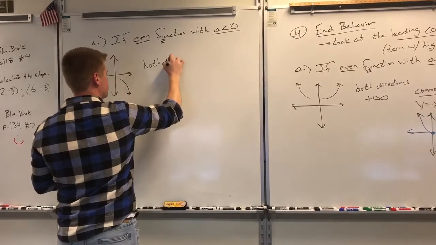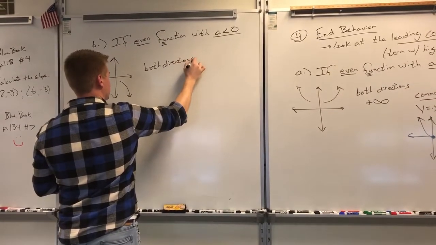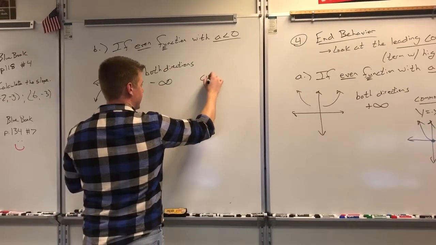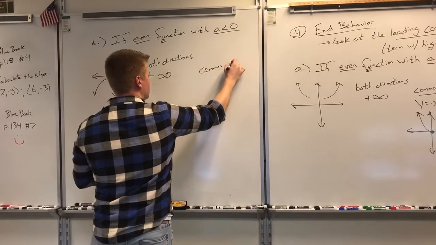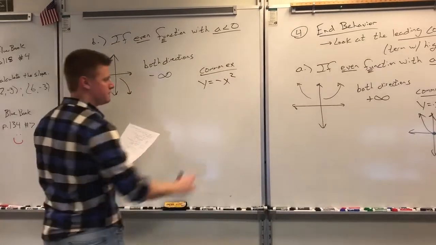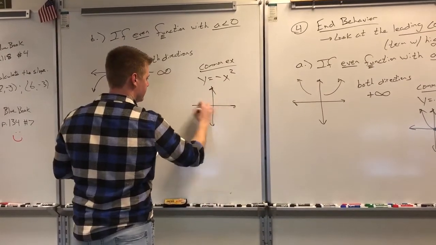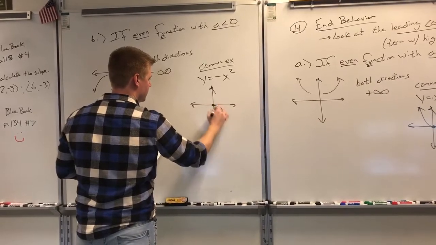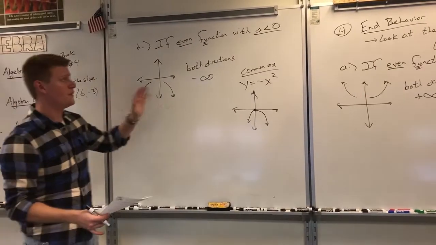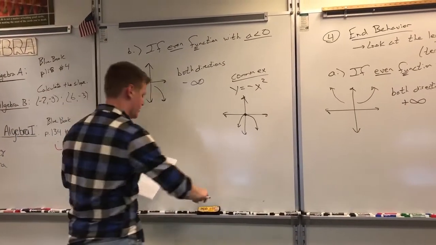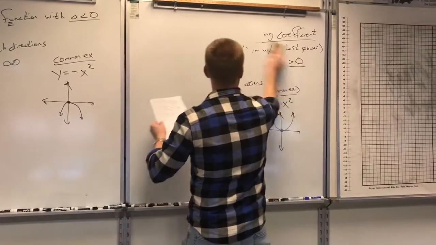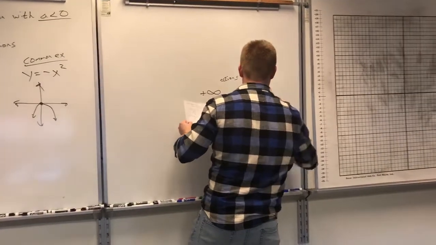So both directions go towards negative infinity, with once again a common example being the negative opening parabola. So there we go. First 2 cases with even functions, positive and negative leading coefficients. The third and fourth will be what happens at its ends if we now have an odd function or an odd degree.